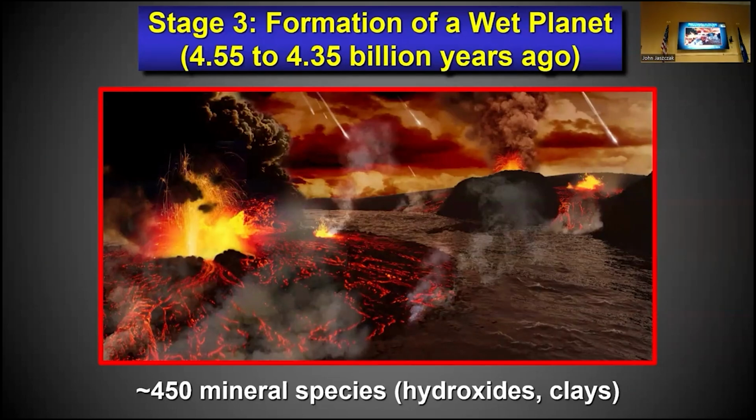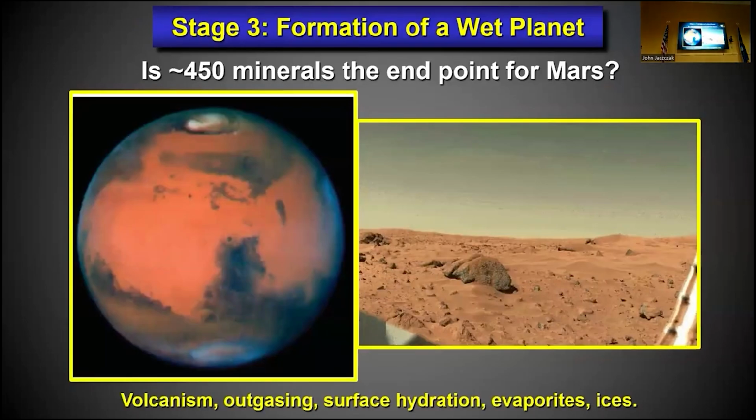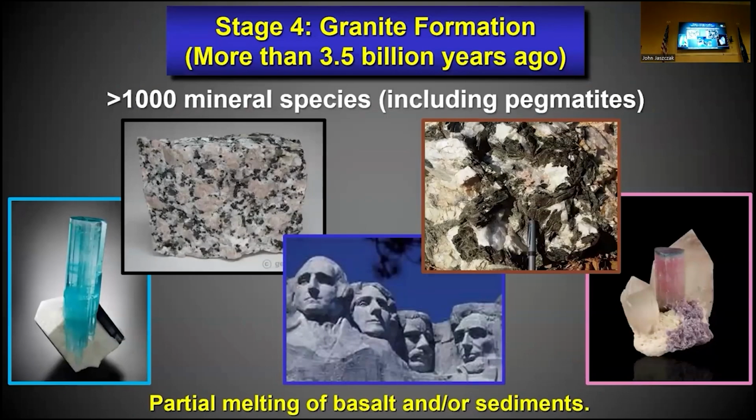You can make clay minerals. You can make hydroxides. You can make ices at the cold poles. And so this gets us up to an estimated 450 minerals. That's stage 3. We think that may be the endpoint of Mars. Stage 4 is the formation of all those beautiful pegmatite minerals and granites.